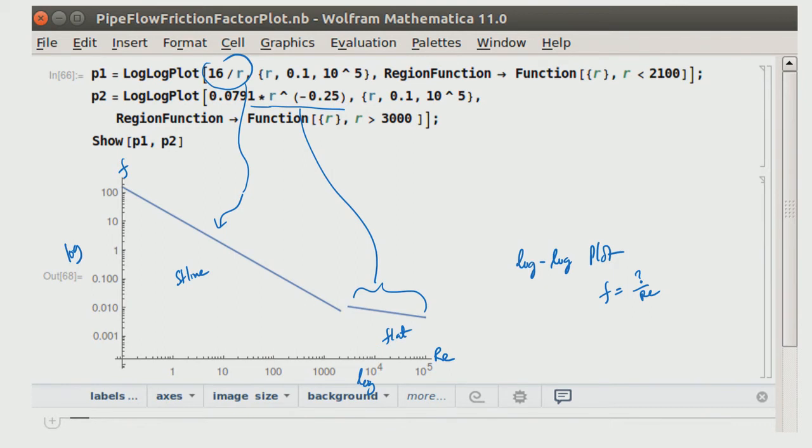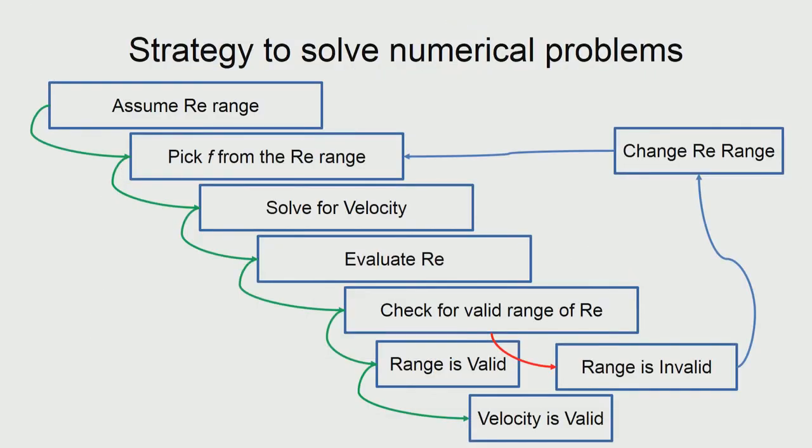So, I am actually showing you how to plot multiple functions in different regimes in a mathematical notebook by taking a screenshot here. So, the strategy to solve numerical problems once you have these correlations is as follows. Basically, upfront we have a problem where the pressure drop required is to be determined, and we do not know, for example, whether the flow is in the laminar regime or turbulent regime.